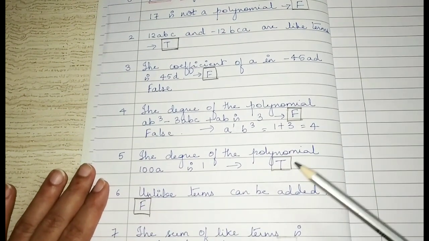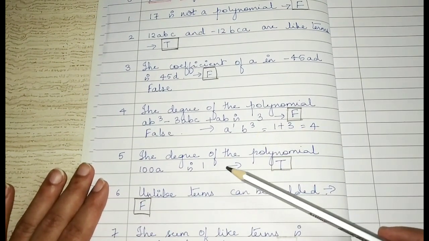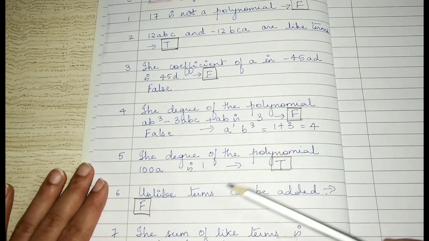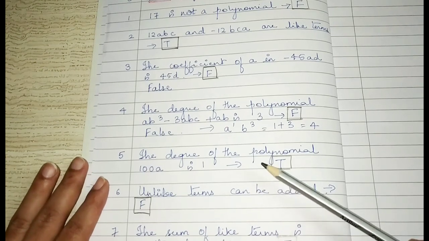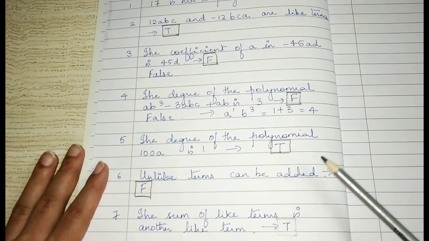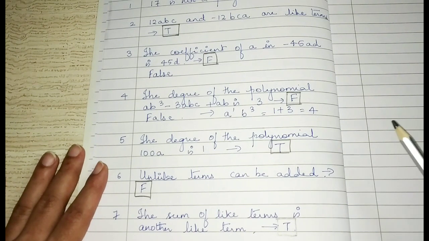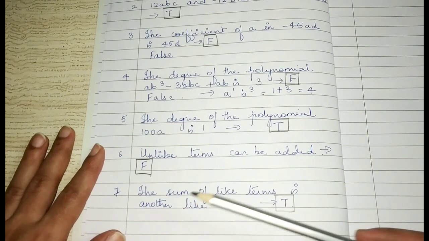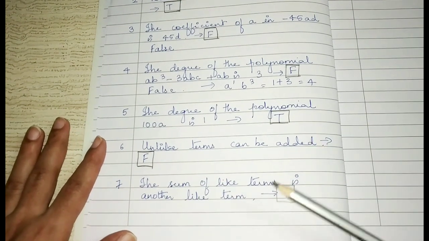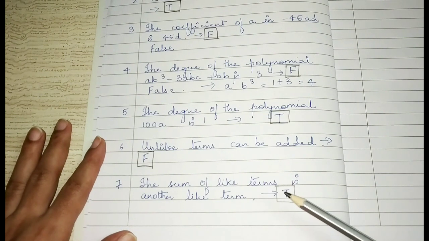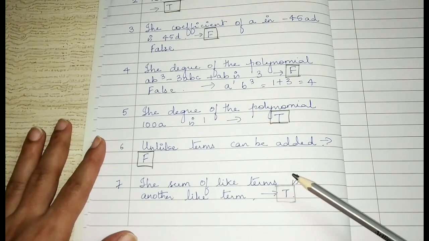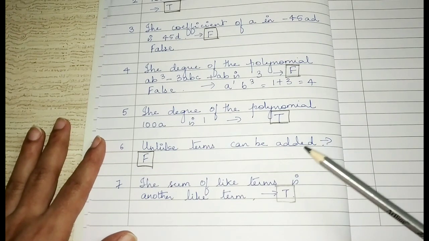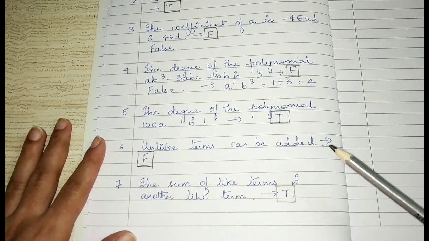Fifth, the degree of polynomial 100a is 1. Yes, because a raised to 1 is 1. True. Unlike terms can be added. No, only the like terms can be added or subtracted. Okay? So you have to write F here. False. Seventh, the sum of like terms is another like term. Yes. Two like terms when we add, for example, a plus a will give you 2a.